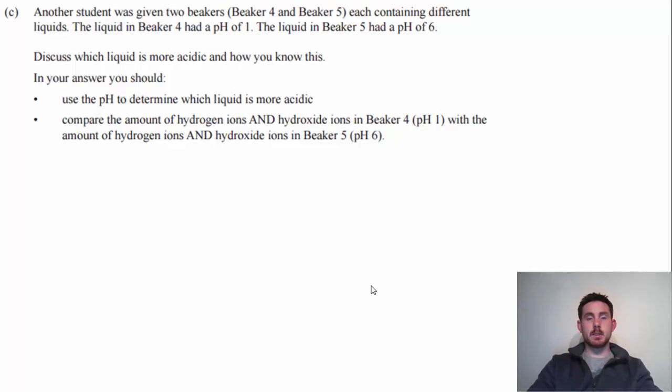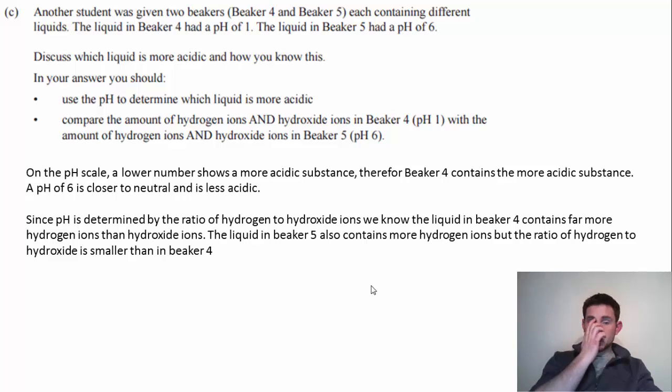So on to question 3C, and this is a classic question in the science exam, the acids and bases exam, where you've got to relate the pH of solutions to the ions that are contained. So we're told that beaker 4 has a pH of 1, beaker 5 has a pH of 6. They're both acidic then, because they're both lower than 7 on the pH scale, we know they're both acidic. And that means straight away that they must have a higher ratio of hydrogen ions than hydroxide ions.